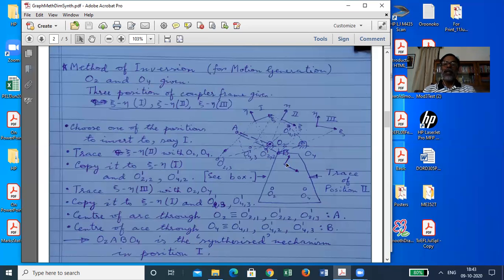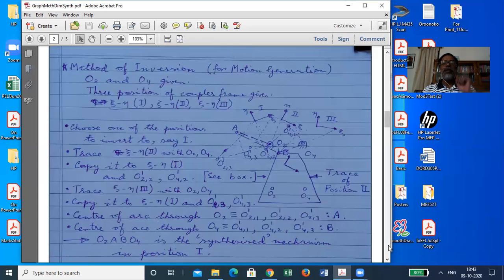Now the A and B that you have got, they are actually A1 and B1 because you brought everything here. Okay. So O2, A, B, O4 is the synthesized mechanism in position 1. Now this is motion generation, rigid body guidance.